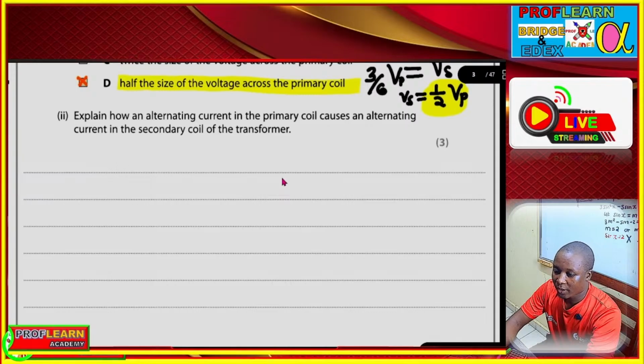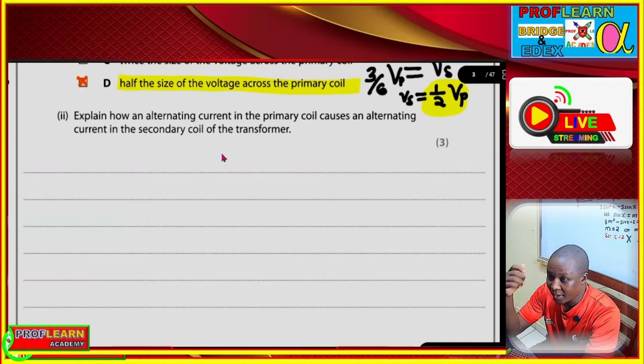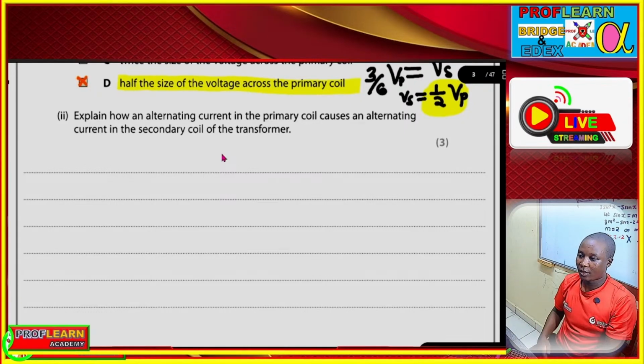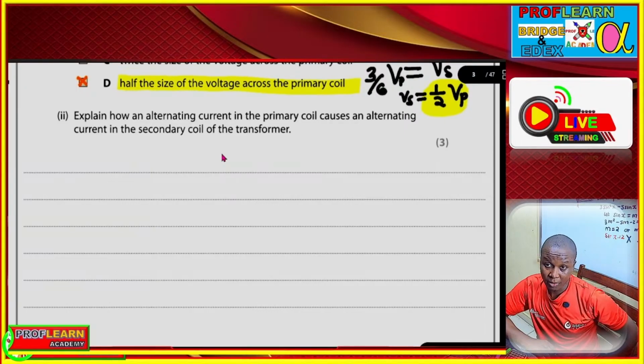We are supposed to explain how an alternating current in the primary coil causes an alternating current in the secondary coil. This is a question that is asking you to explain how a transformer works. So the first thing that we need to remember is that a transformer works with alternating current.